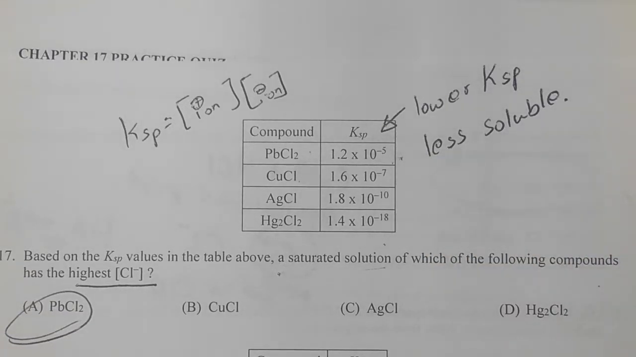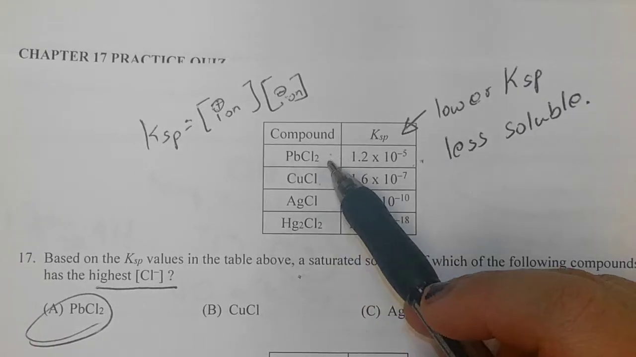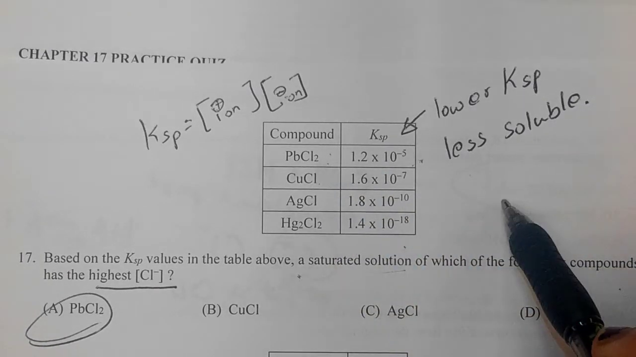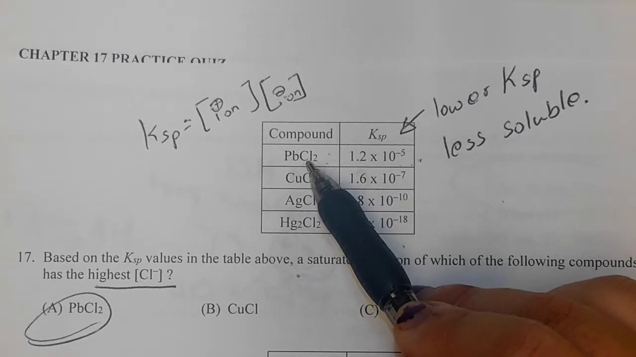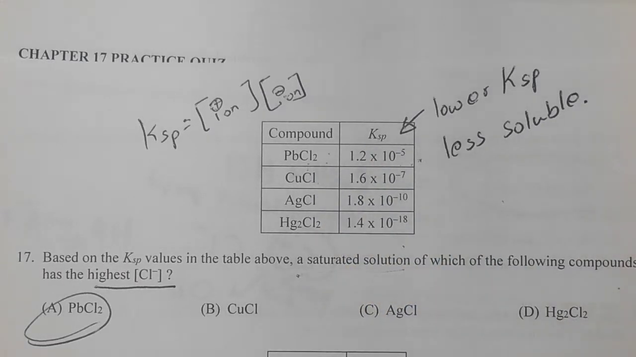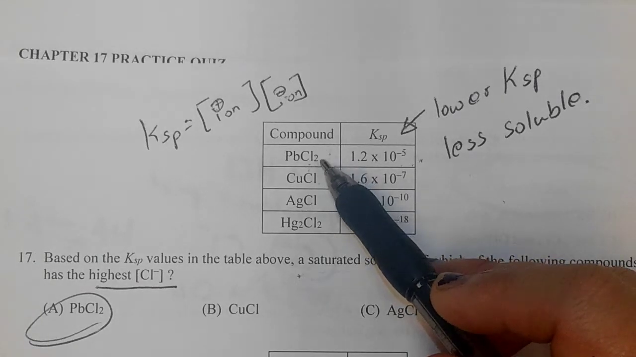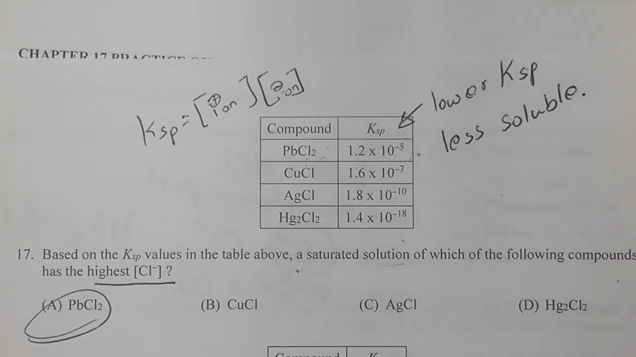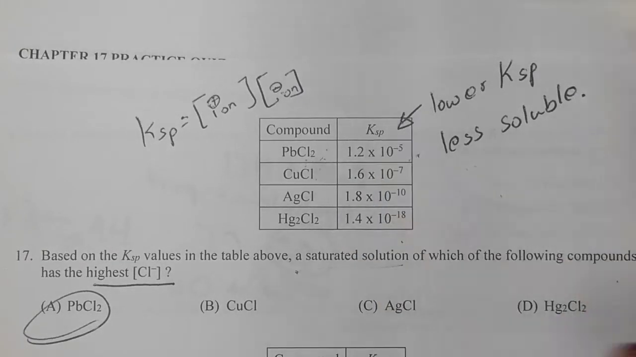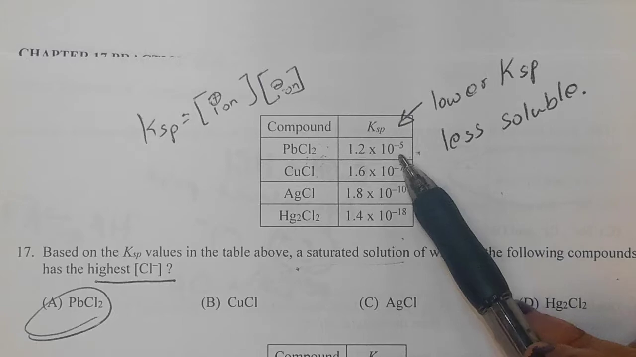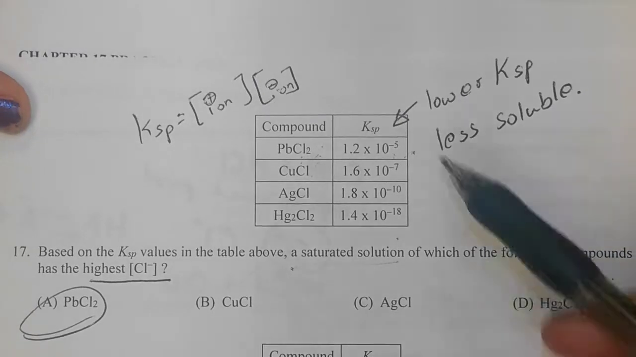Why? I'm saying that if there's another one, let's say CuCl with the same KSP as this, still this one will win. You guys know why? Do you see that? Right. So if they have the same KSP, this one still wins. But in this case, we don't need to care about this. It's already the biggest.